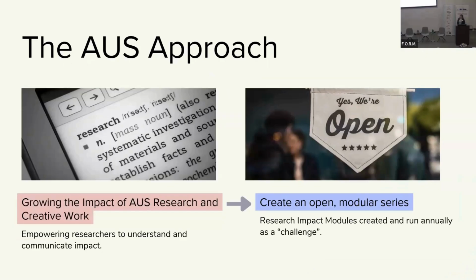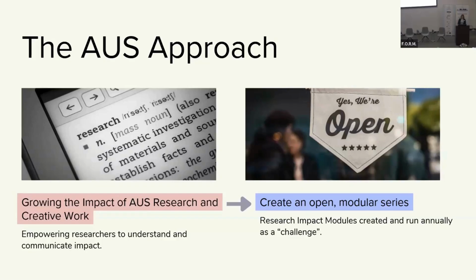One of our strategic goals or values here at AUS is to grow the impact of AUS research and creative work, thereby empowering our researchers to understand and communicate impact. I think we should go even further than that. I don't think it should just be on our researchers to be impact literate. I think it should come down to everybody that's research adjacent. So that's everybody in our main building, administrative, policymaking things. We should all be impact literate.